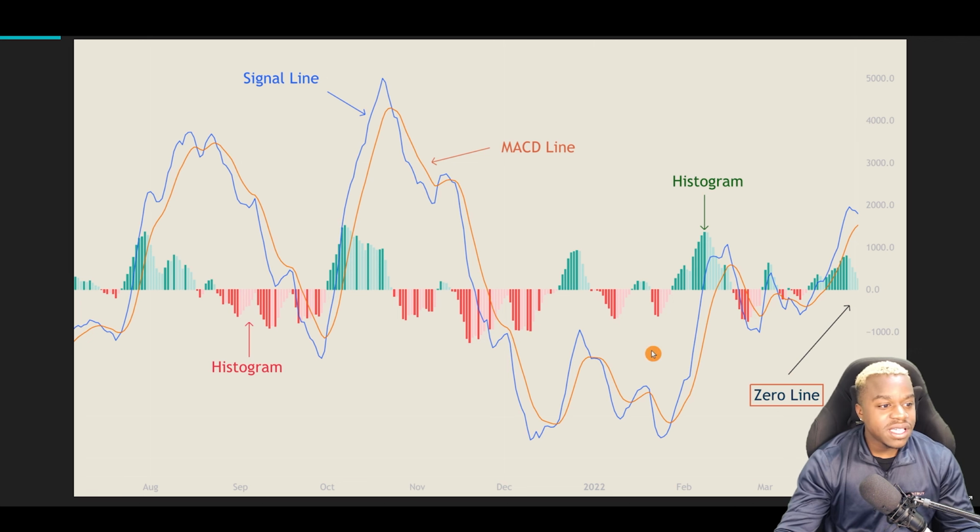And you will typically see a histogram just like this added onto your indicator. This measures the distance between the MACD and the signal trend lines. If the MACD has a bullish crossover, then the histogram will be towards the bullish side above the zero line. And if the MACD has a bearish crossover, then the histogram will be towards the downside below that zero line.